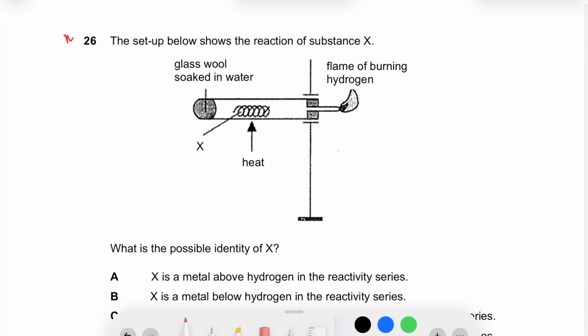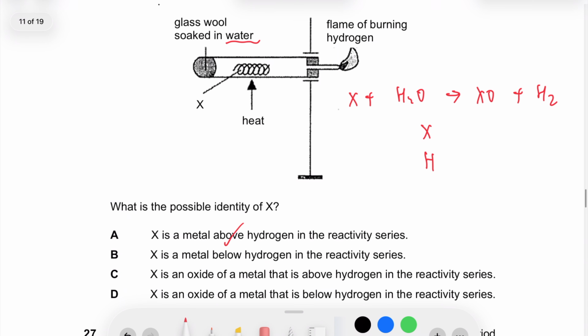This is under metals. Reaction of substance X: X can react with water. So X plus H2O gives you XO plus hydrogen gas. This shows that X is above hydrogen. So the answer should be A. It can't be an oxide of X because you produce hydrogen gas.